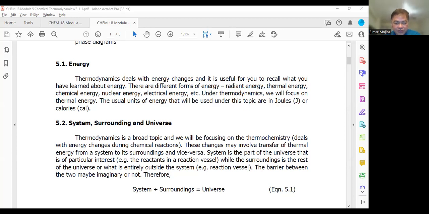Okay? Now, whenever we look at thermodynamics, we always involve what we call three systems. Okay? Teka, meron yata akong PowerPoint dito. I have a PowerPoint slide, so yun na lang yung gagamitin natin para at least makita nyo.